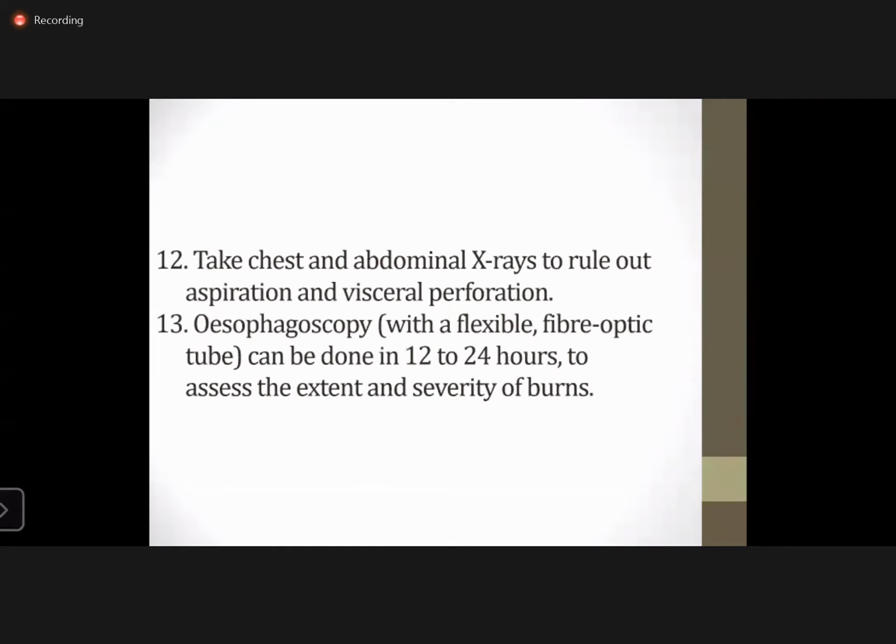Then you have to do a chest and abdominal X-ray to rule out the case of perforation. Like we said, visceral perforation is maximum with the use of sulfuric acid. An endoscope, a flexible optic, can be used within 24 hours to assess the extent and the severity of the burns.